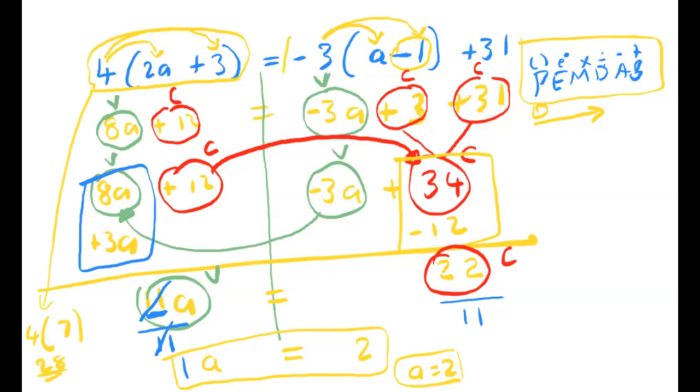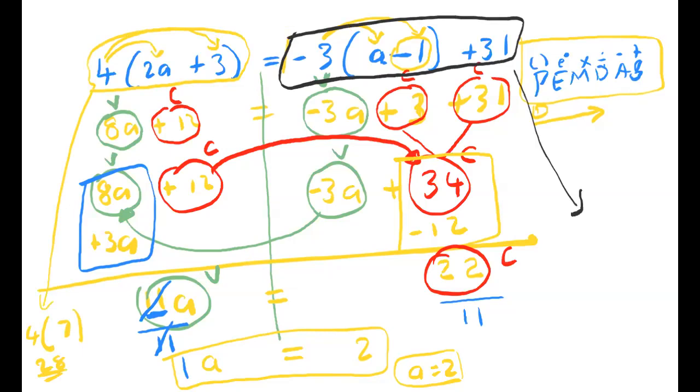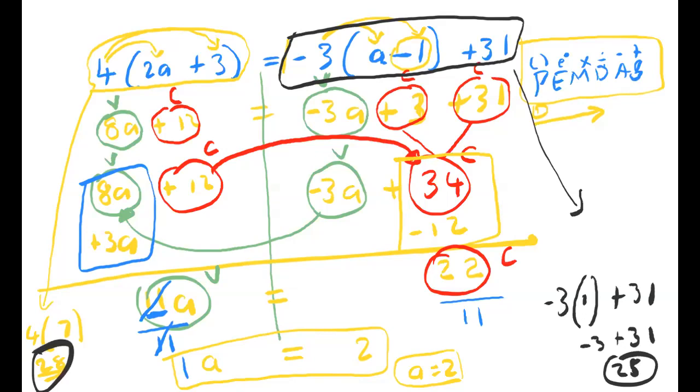So let's check the right side. The right side is negative 3 times parentheses. If A is 2, 2 minus 1 is 1, plus 31. So negative 3 times 1 is negative 3, plus 31. 31 minus 3 is 28. So the right side is equal to the left side. So our answer is right.